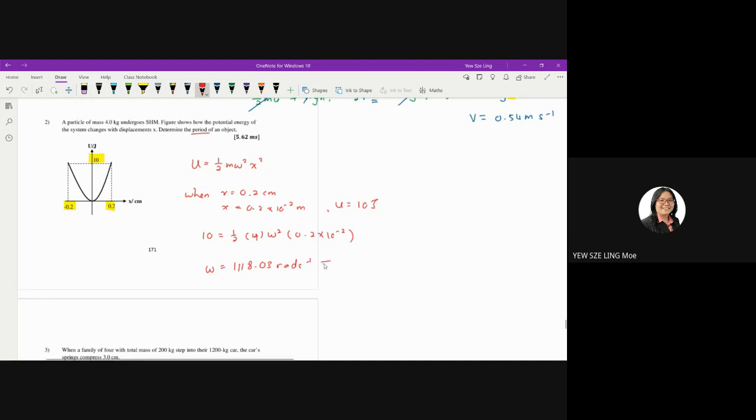So from here, you can then determine the period. So T equals to 2 pi over 1118.03, which is then equals to 5.62 times 10 to the power of negative 3 second. Right? That's why the answer gives you millisecond. This M here, the M in the answer, actually represents milli, not meter. Okay, it's millisecond. So 5.62 times 10 to the power of negative 3 seconds.